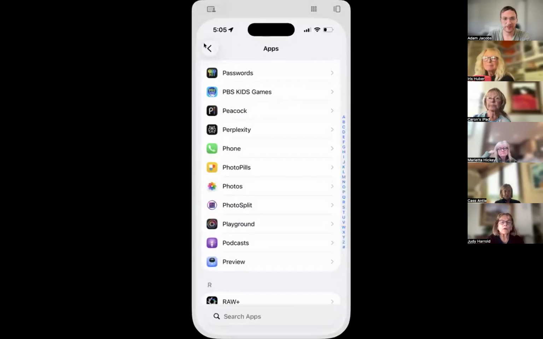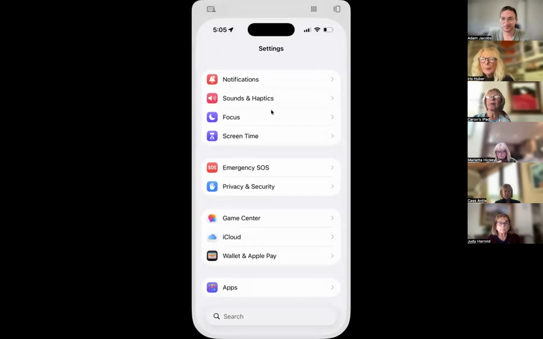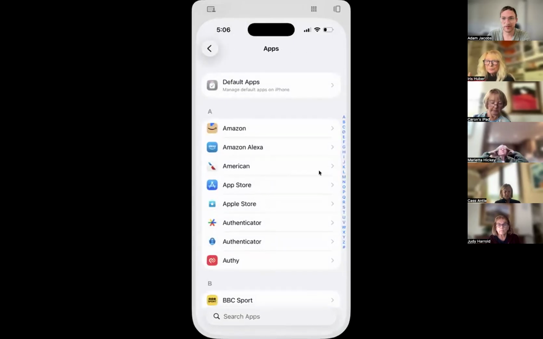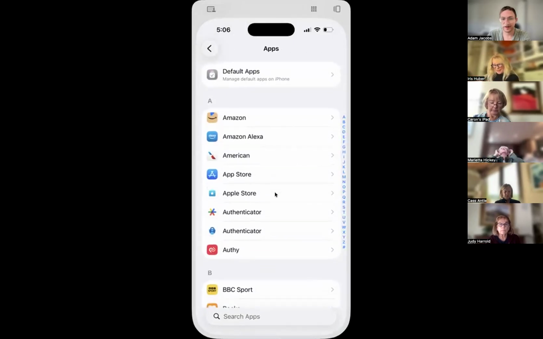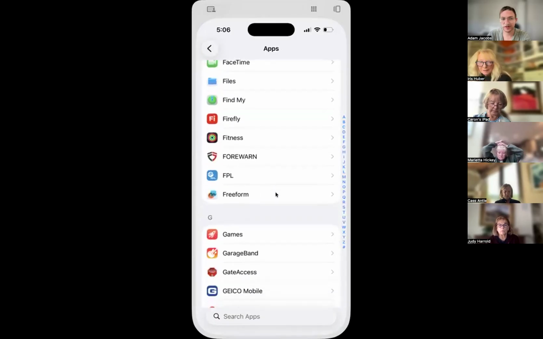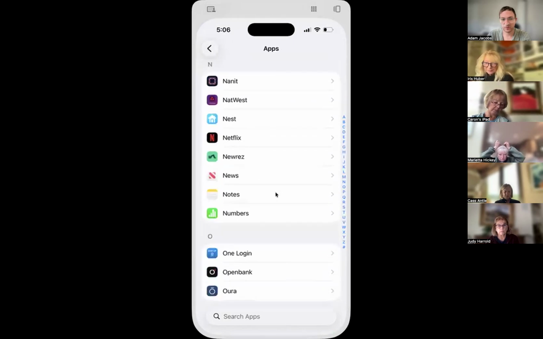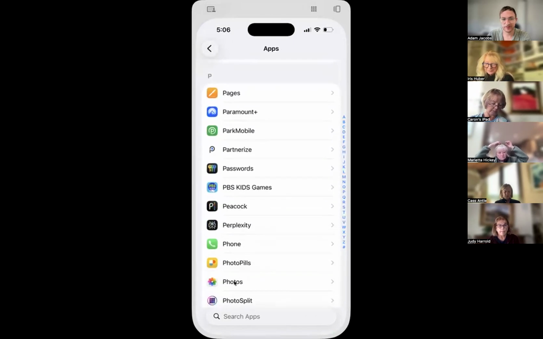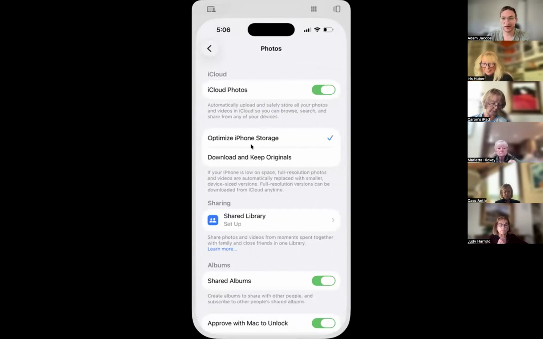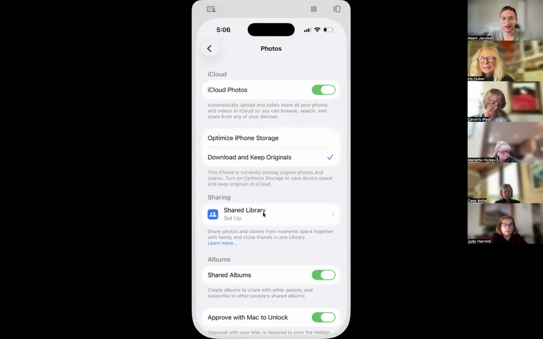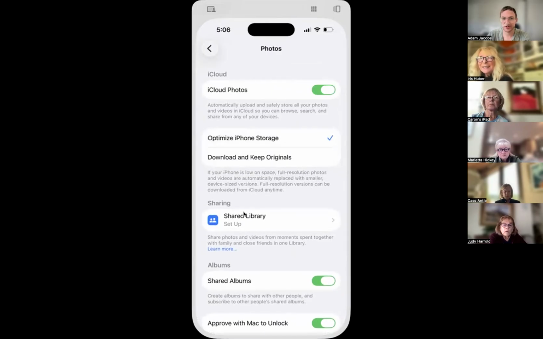It's much easier when I show you my phone because then you can see what's going on. Okay, so here we go. I go settings, I go apps down at the bottom, and I go photos all the way down. So I go down to P. There we go, photos. And this one I don't want on download and keep originals. I want it on optimize iPhone storage.